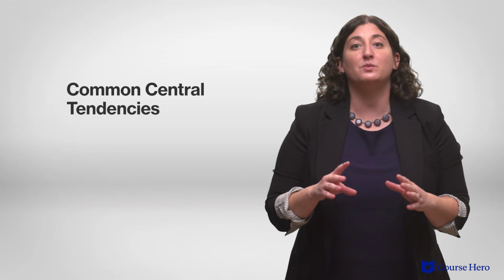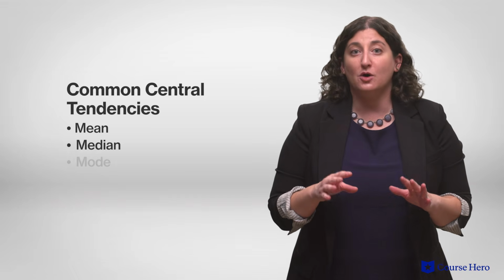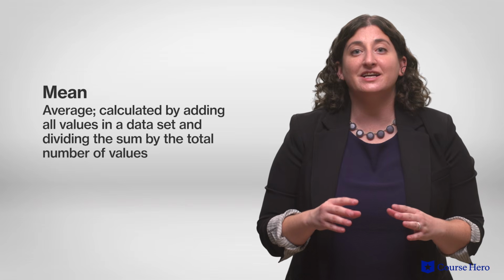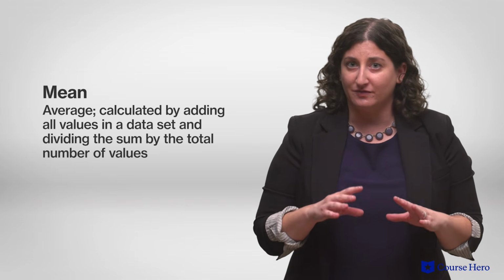They most often involve summarizing the data as a measure of central tendency, a single number that represents the entire dataset. Common ones are the mean, or the average, the median, or the middle score, and the mode, or the most common score. The mean, or the average, is calculated by adding all of the values in a dataset and then dividing the sum by the total number of values.